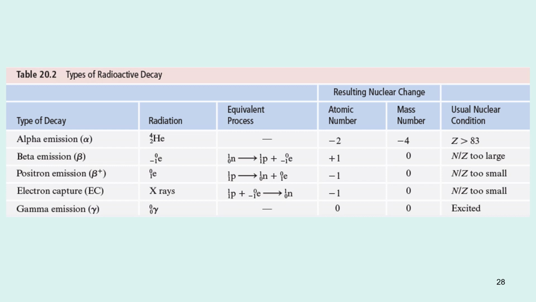This is just a summary of what an alpha particle is, beta, positron. Electron capture actually gives off X-rays, but that's just because it's captured an electron. Beta converts a neutron to a proton, positron converts a proton to a neutron, and electron capture also converts a proton to a neutron, but in a different process. You can see the changes in mass number and atomic number. Some don't change at all, some go down by 1, up by 1, down by 2, and so forth. So this is a handy little table.